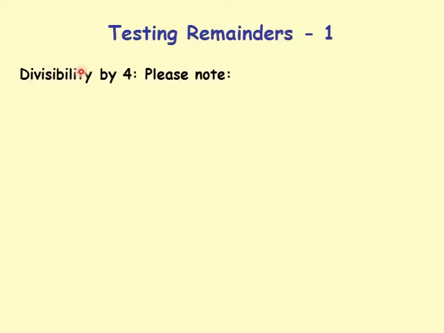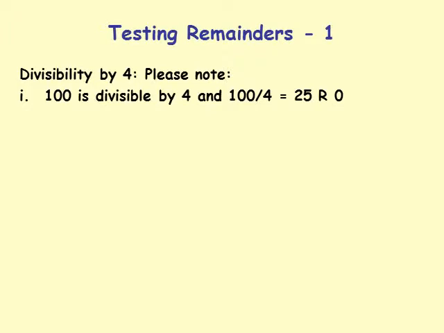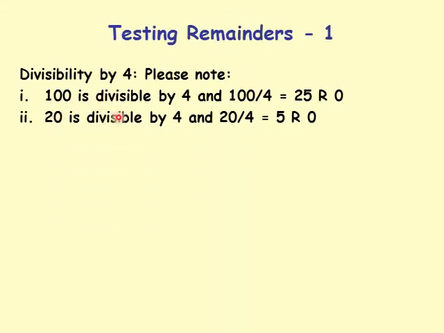Okay, first we'll discuss divisibility by 4, and we will see if a number is divisible by 4. Let's continue here. First we note that 100 is divisible by 4, because 100 divided by 4 is 25, remainder 0. What I mean is 100 is a multiple of 4, and it's actually 25 times 4. Okay, so let's continue here. Then 20 is divisible by 4. That means 20 is a multiple of 4, and in fact 20 is equal to 4 times 5.